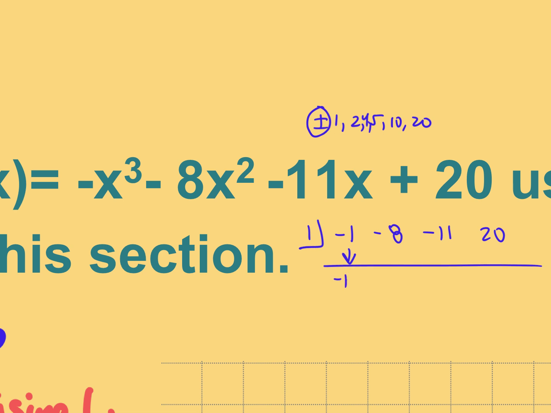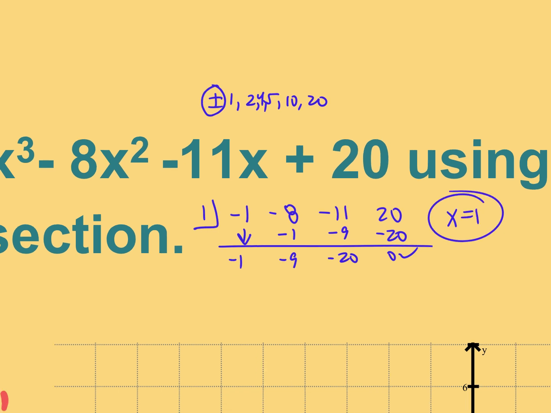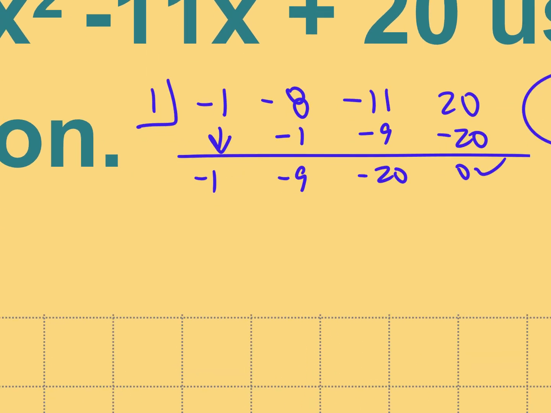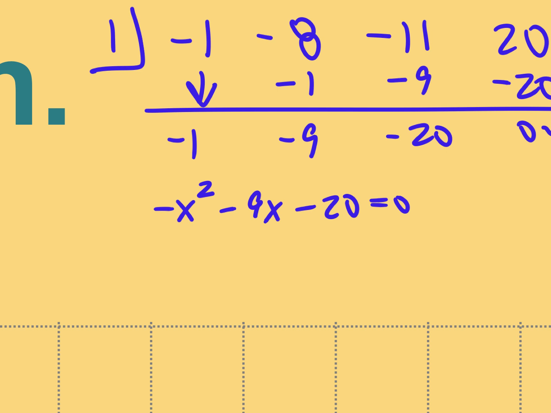All right, so 1 times 1 is 1. -8 plus 1 is -7. -7 times 1 is -7. -20. All right, what do we show here? We're going to cross at x equals 1. All right, good. So what do I have left over? -x squared minus 9x minus 20 equals 0. Do I ever have you guys factor when you lead with a negative? No, 90% of you don't ever get this right. So let's take out that -1.